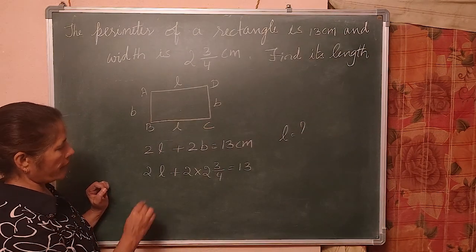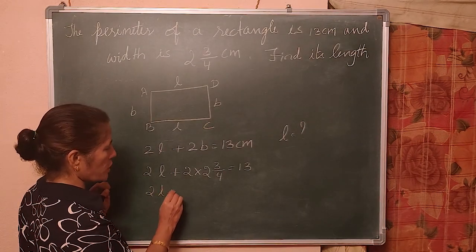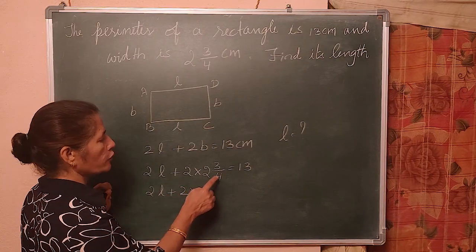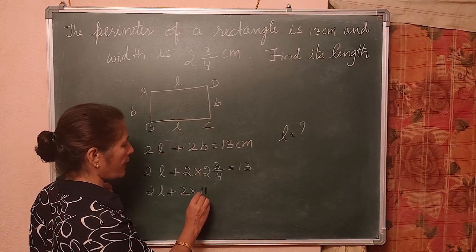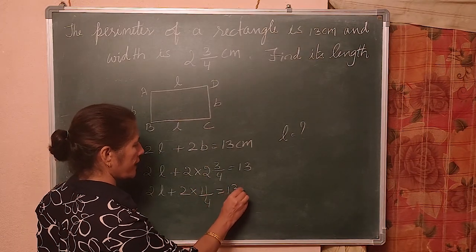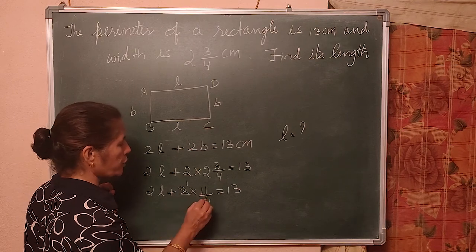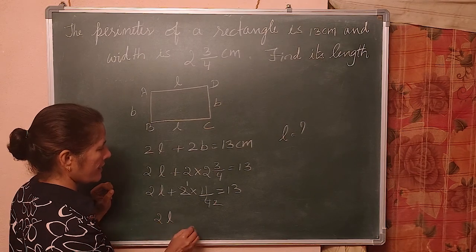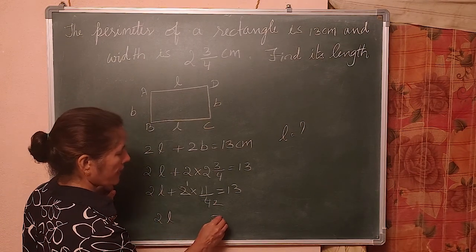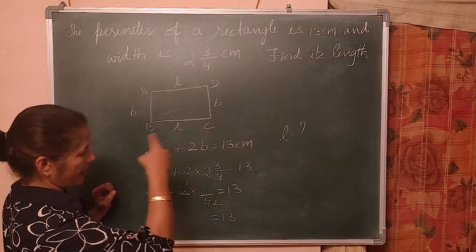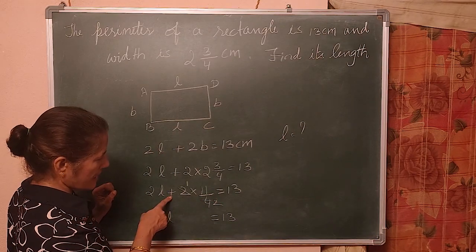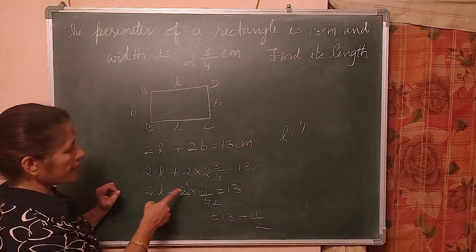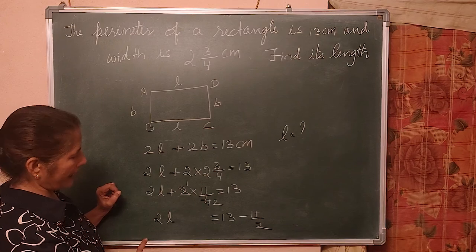Now shall we proceed? 2L plus 2 into, whenever it is a mixed fraction, convert into improper. 4 2s are 8 plus 3, 11 by 4, is equal to 13. 2 1s are 2, 2 2s are 4. So what do you get? 2L plus 11 by 2 is equal to 13. This one I will take that side. It was plus, now it is minus 11 by 2. After simplification, I got 11 by 2, right?